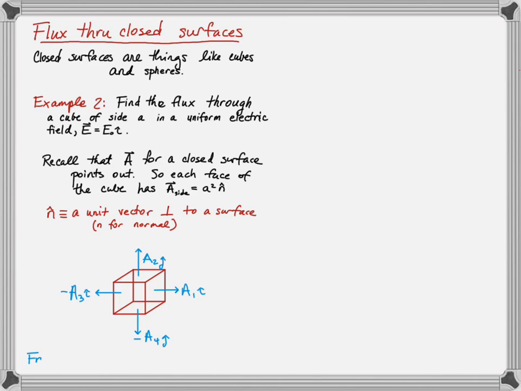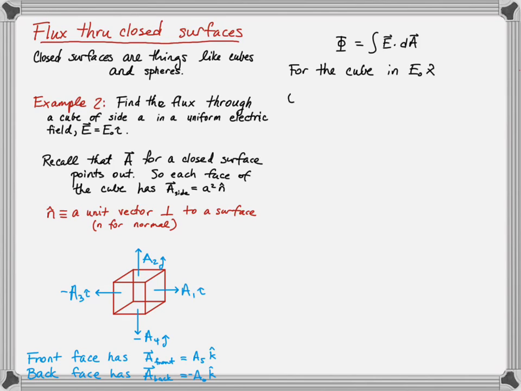I thought it was a little too messy to draw the front face and the back face on the cube, so I'll just say the front face has an area vector that points out, in the outward direction, out of the screen or out of your page. The back face has an area vector that points into the page, which would be the negative k hat direction in the notation we've been using. Flux is the integral of E dot dA.